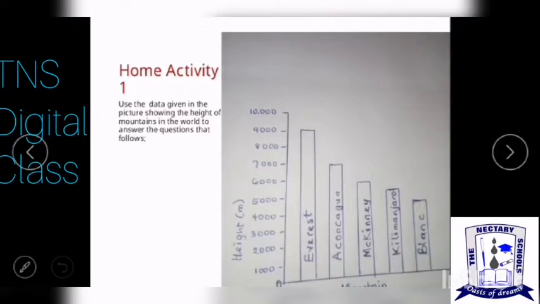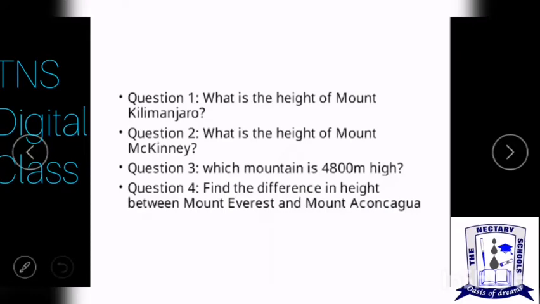This is your home activity. You are to use the data given in the picture showing the height of mountains in the world to answer the questions that follow. These are the heights of the mountains. We have Mount Everest, Mount Aconcagua, Mount McKinley, Mount Kilimanjaro, and Mount Blanc. Each of them has its height. Okay, you study it and you answer these questions.